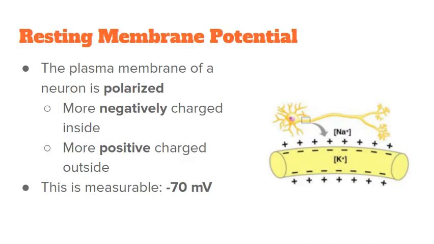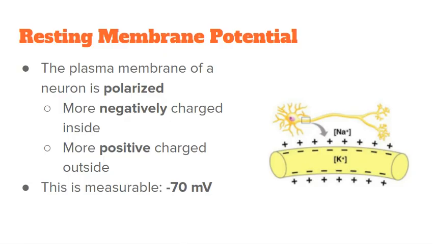So, before an action potential or an impulse travels through a neuron, it is at rest. So, let's look at what happens at rest before it receives that signal. This is called resting membrane potential. The plasma membrane of cells in general, but we're going to focus on neurons today, is polarized.